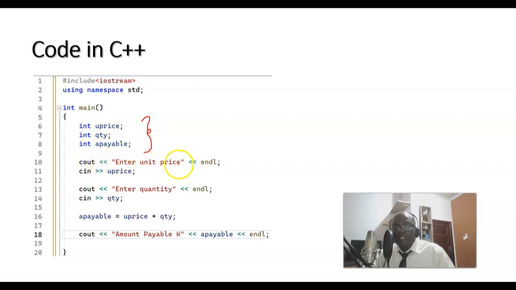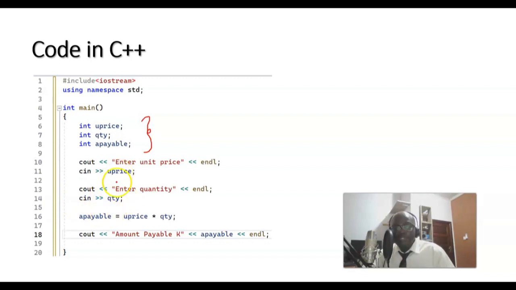So cout enter unit price. So this will be displayed on the screen, then it will allow the user to enter unit price. Again, cout enter quantity. So again, on the console or console out, on the display on the monitor, words enter quantity will appear, prompting the user to enter quantity. So cin, this object, enables the user to enter the quantity.